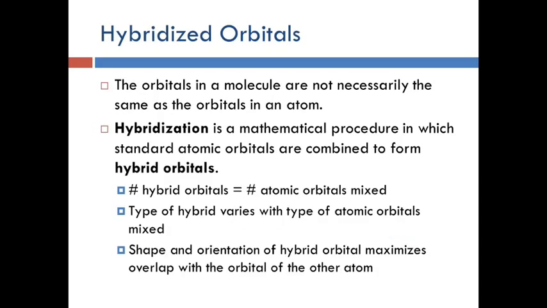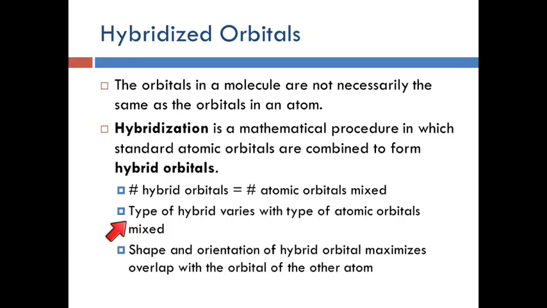An important idea is that the orbitals in a molecule are not necessarily the same as the orbitals in an atom. The way we attempt to explain this is we hybridize the atomic orbitals to achieve hybrid orbitals. This is a mathematical procedure of combining the atomic orbitals to get something that explains the behavior of atoms in molecules. The number of hybrid orbitals will always be the same as the number of atomic orbitals that you mixed. You're not going to get more or fewer orbitals.